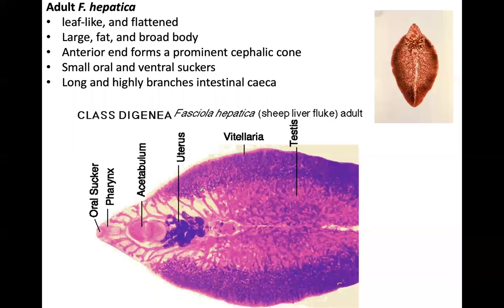These are the features, as you can see, that it has an oral sucker, it has a pharynx, a uterus, it has testes here, and it is very long and has branches of intestinal caeca. This is how it looks, and it has a cephalic cone, typical of Fasciola hepatica, different from Fasciolopsis buski.